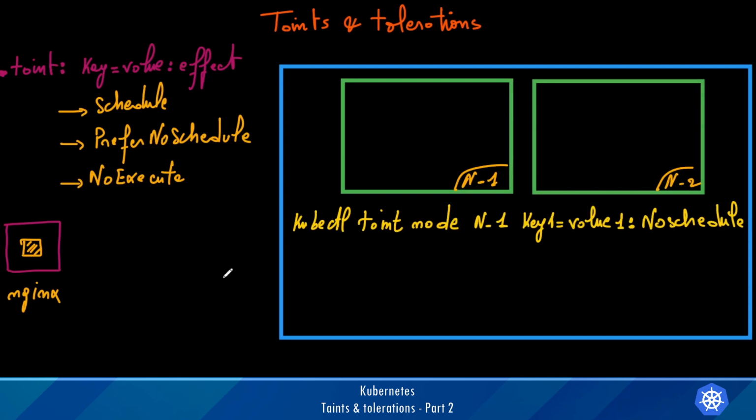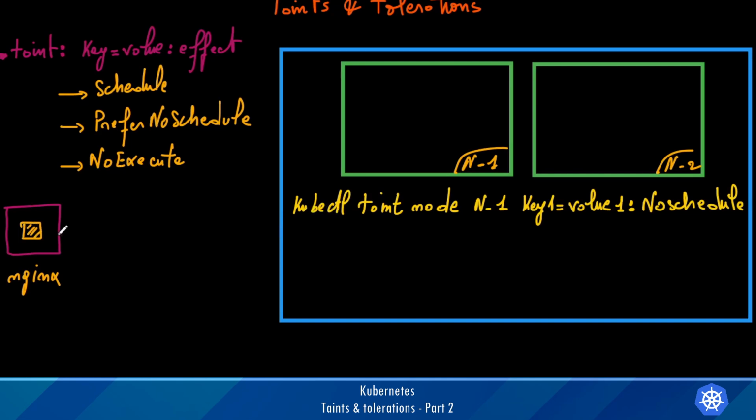And we saw that a taint consists of three fields. You have the key and the value. You can choose any key and the value that you want. And for the effect, it can be either NoSchedule, PreferNoSchedule or NoExecute. We will see the difference between those effects later. Now to tolerate this taint, we have to set a toleration on the pod. It is very similar to the taint.